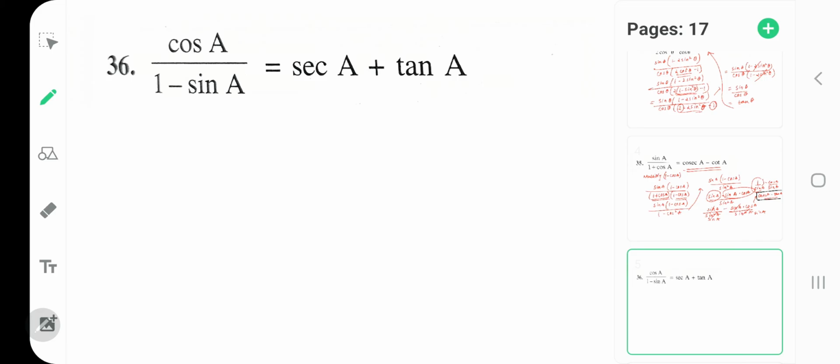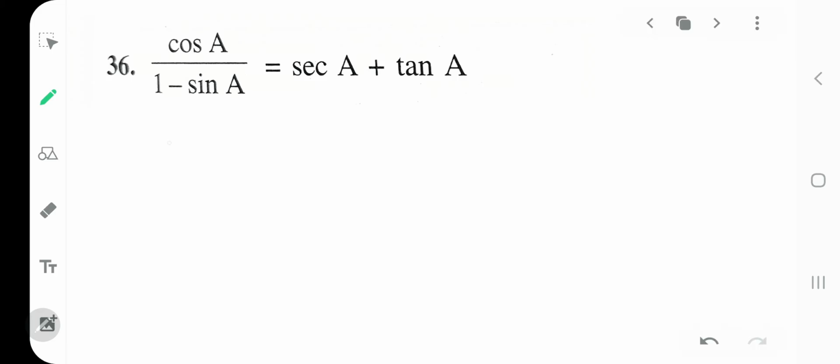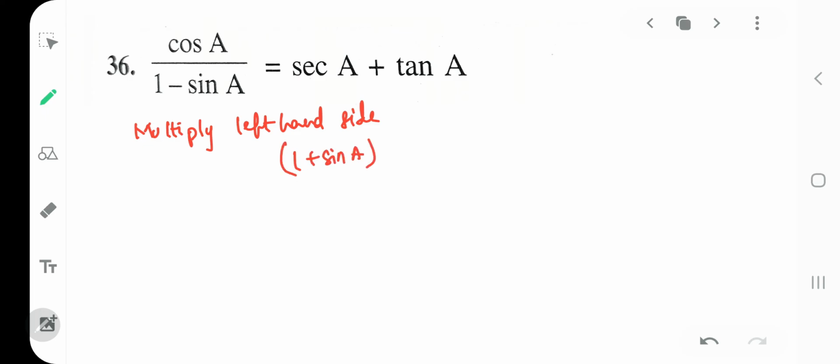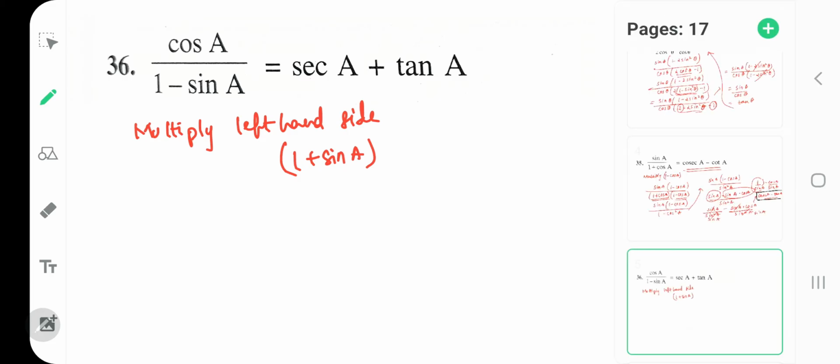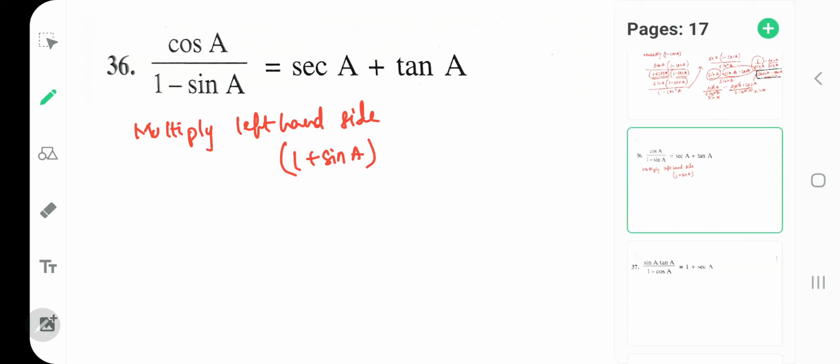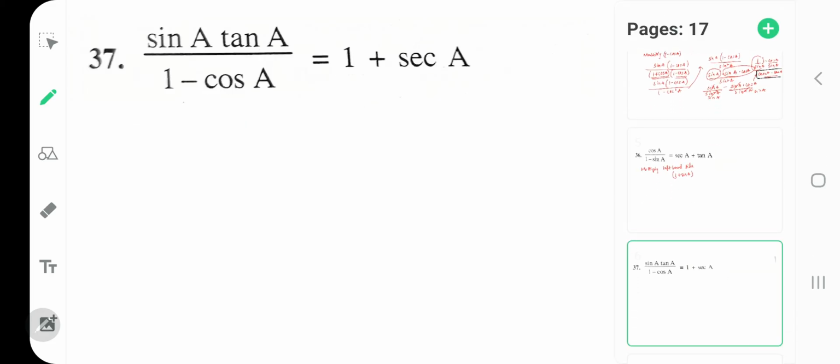Next we have problem number 36, which is very similar to your problem number 35. I'll give you a hint. You have to multiply your left hand side by 1 plus sin A to numerator and denominator, and you will get your answer. I'll jump to 37th. Let's see what we can do for 37th.